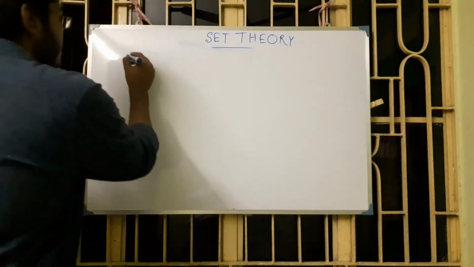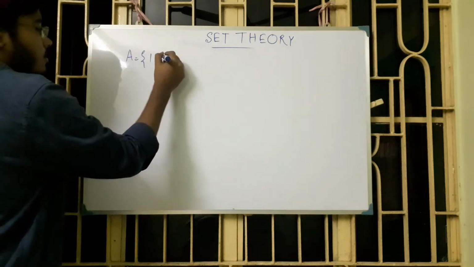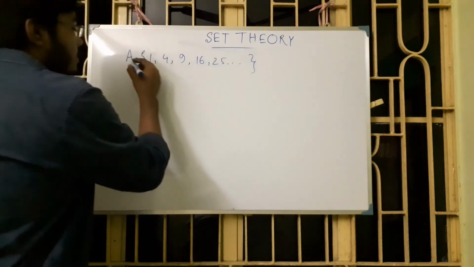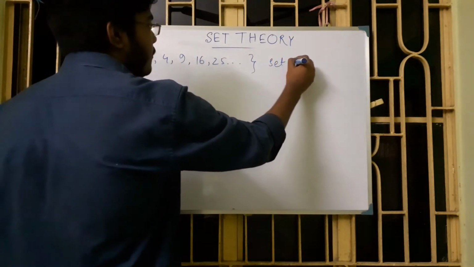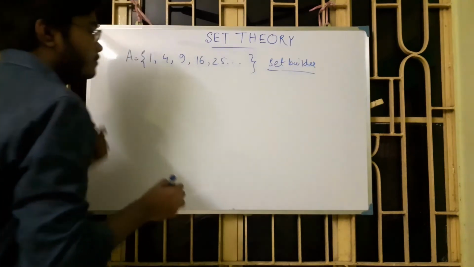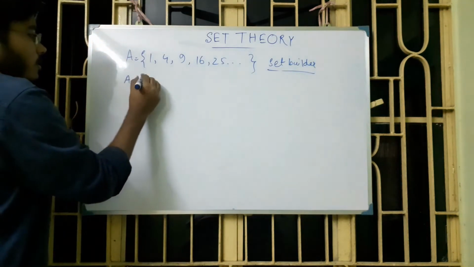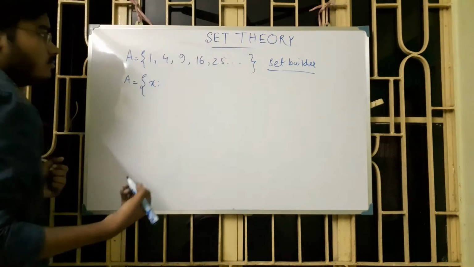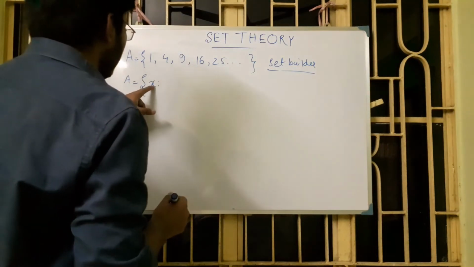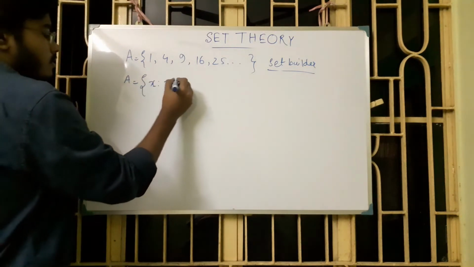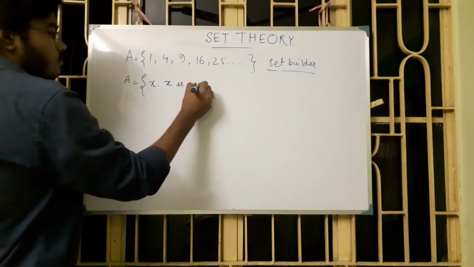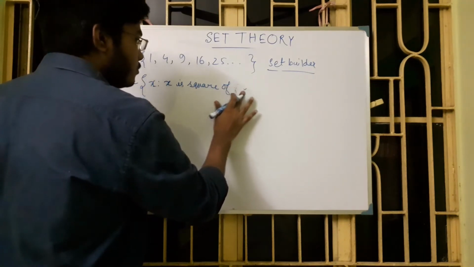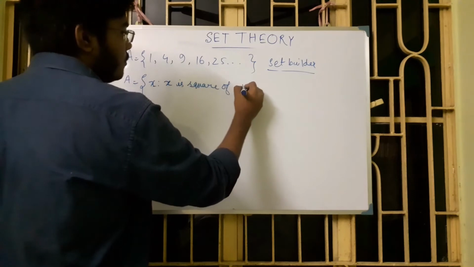Now a set is given: {1, 4, 9, 16, 25, ...}. Represent this set in set builder form. How? You can easily find that this is 1 square, 2 square, 3 square, 4 square, 5 square, and so on up to a certain point. So x is the square of positive integers.